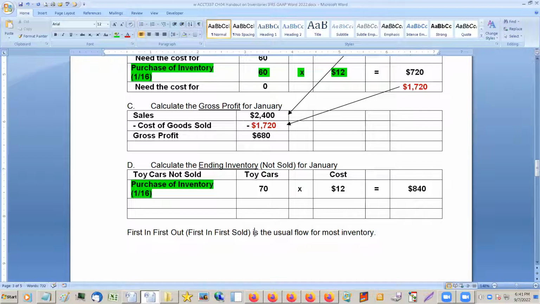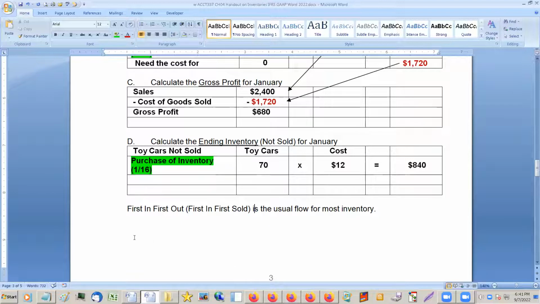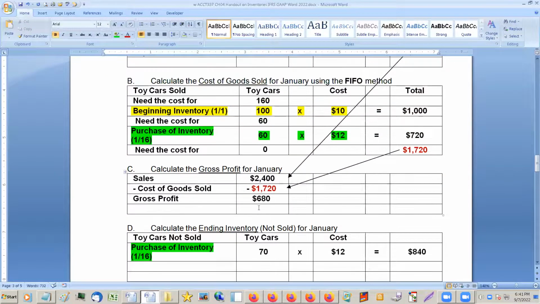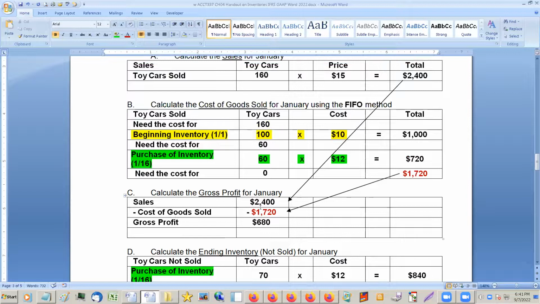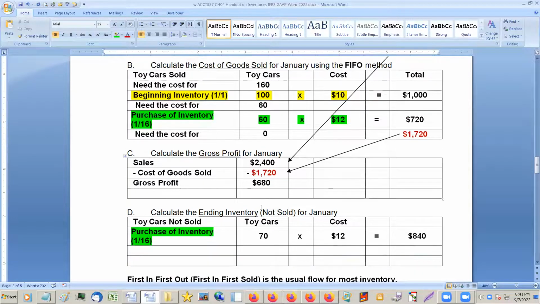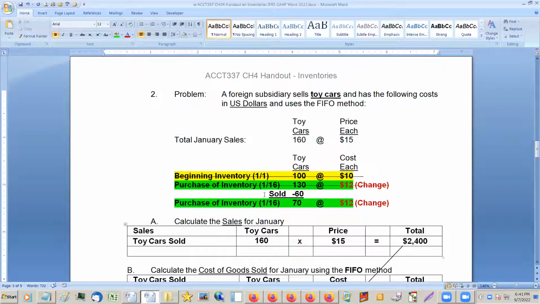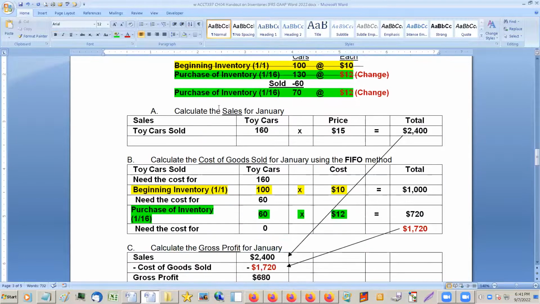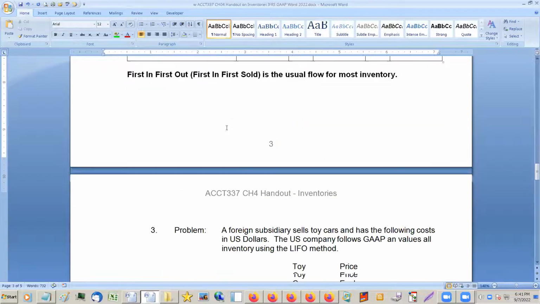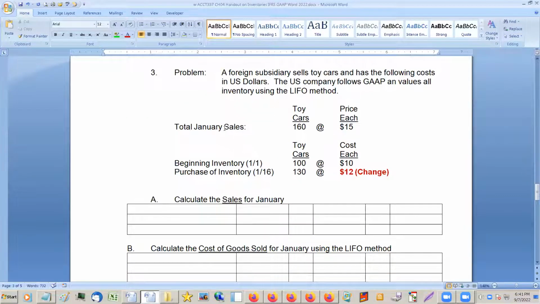So first in, first sold is the usual flow for it. It just makes sense that it would be, and so that's why the international standards allow for it. Okay, so going on to the next problem.